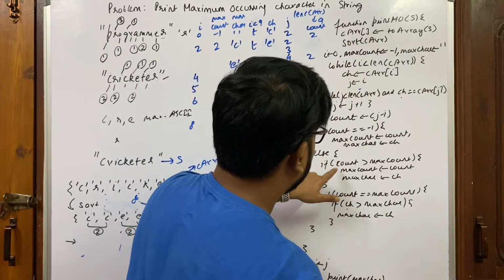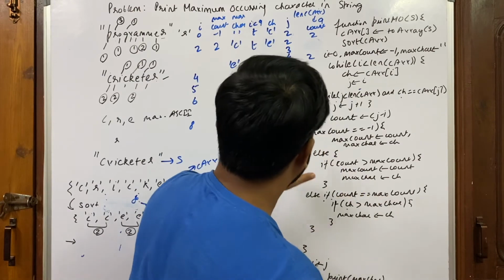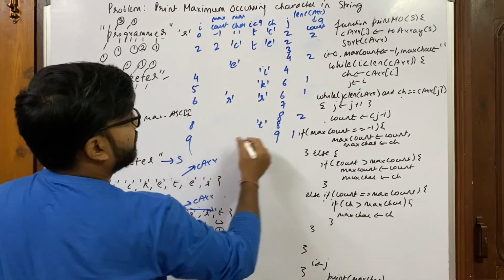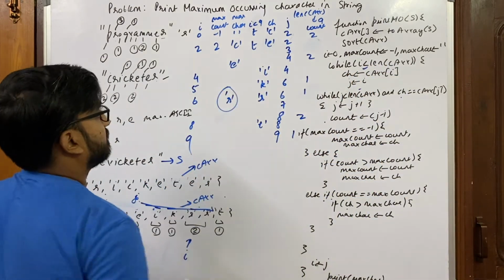Else, okay, count is greater than max count? 1 greater than 2 is false. Else if count is equal to max count, 1 is equal to 2 is false. You come out here, i is set to 9, okay, come here, 9 is less than 9 is false. You print max car and you print this, okay.